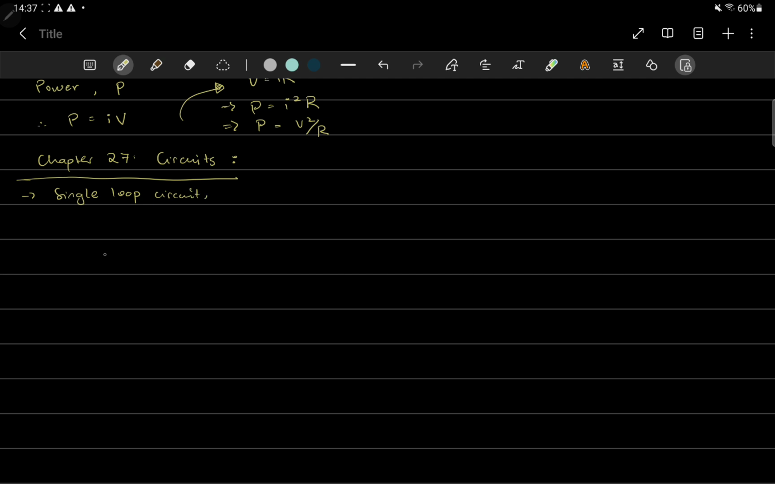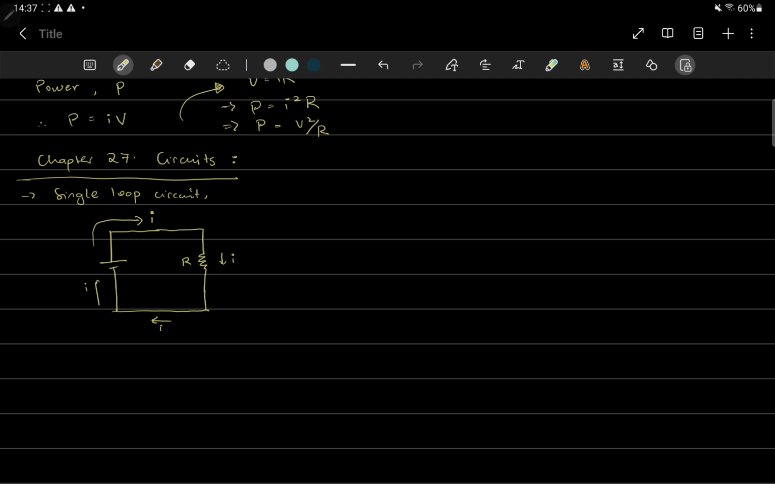So for a single loop circuit, you are connected via a battery like this. Let's say you have a resistor connected to it, and the current flows, by convention, from the positive end. The resistor will have a resistance R, and a current I will flow through the resistor, which is the same I as this, because this is a single loop circuit and therefore the current does not get divided, and the current flows from here as well and into the negative end of the battery.